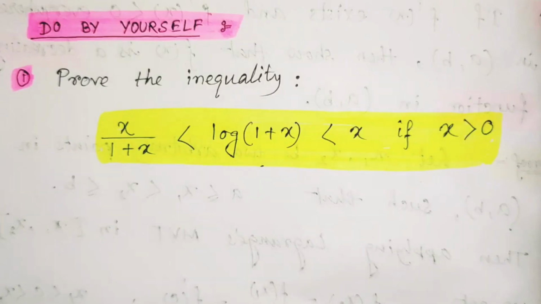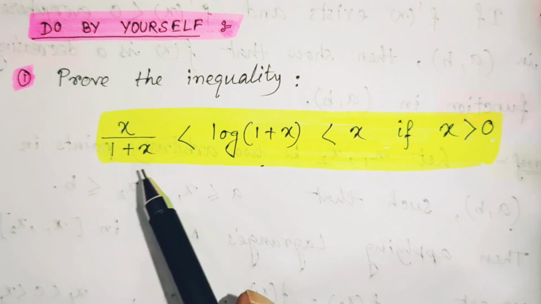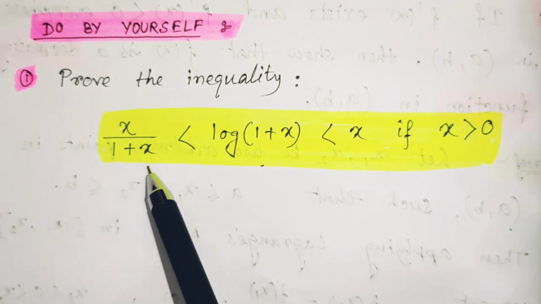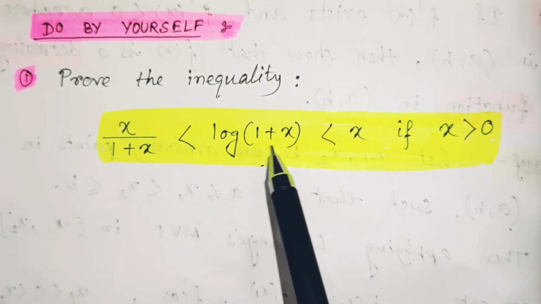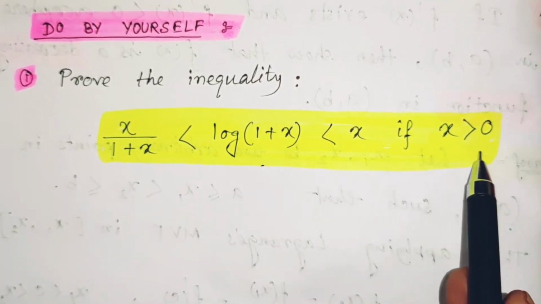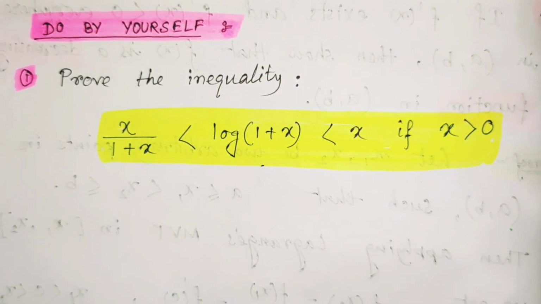So if you understand it properly, then one question is here for you, that is your do by yourself question. Hope you are able to do this one. So the question is, prove the inequality x divided by 1 plus x less than log of 1 plus x less than x if x greater than 0. Do this question and answer for this question in the comment box.